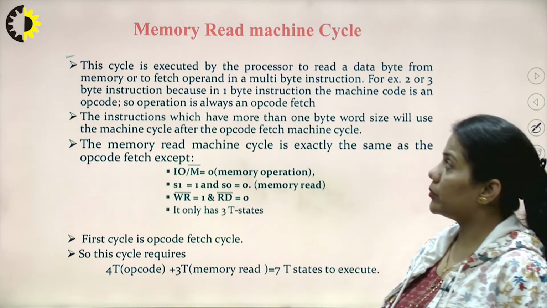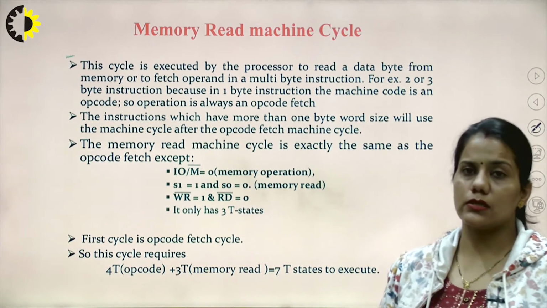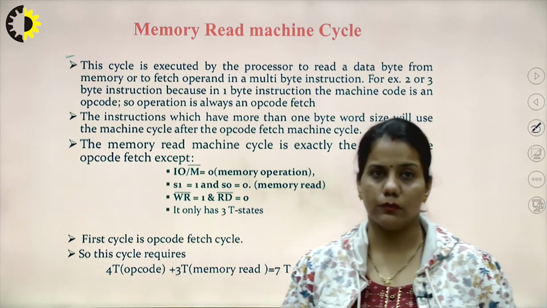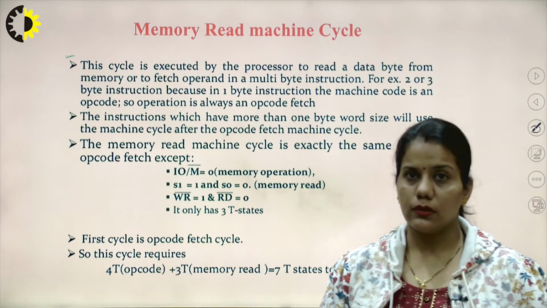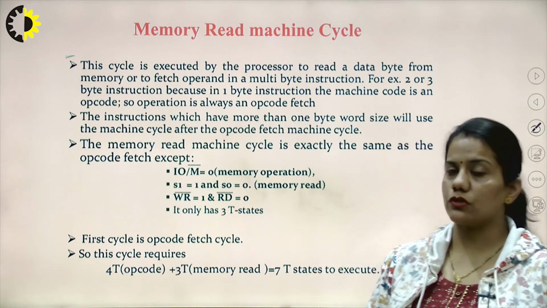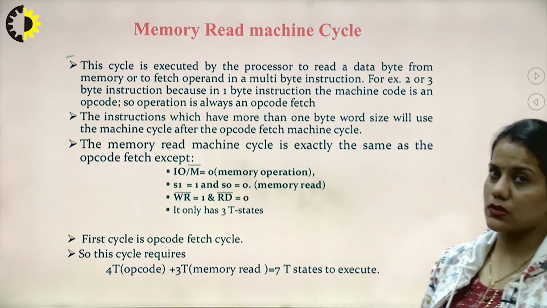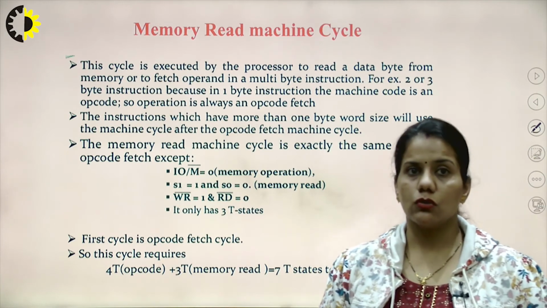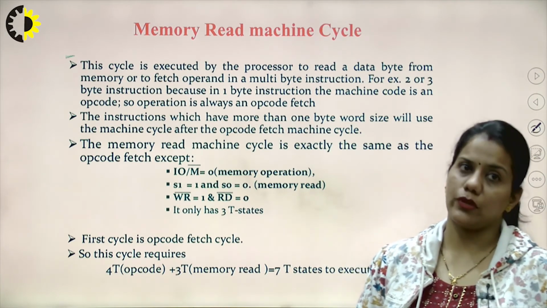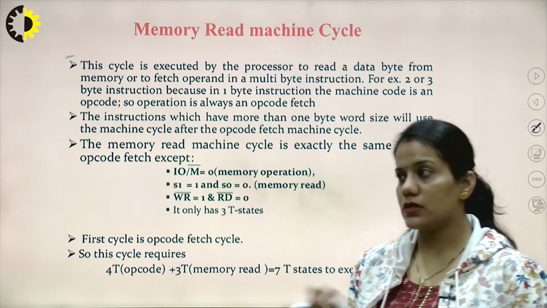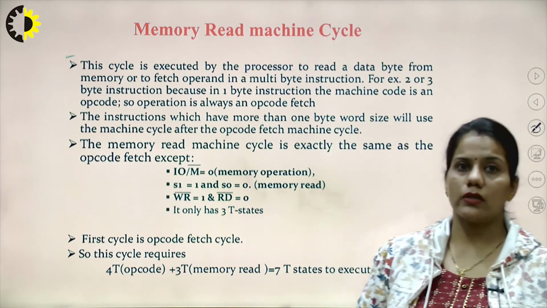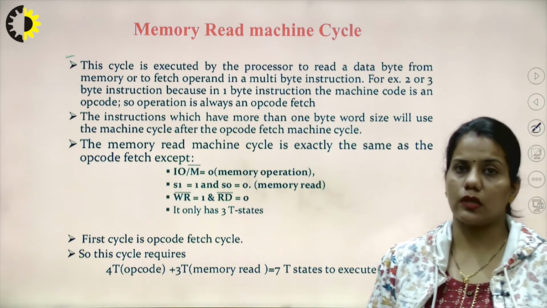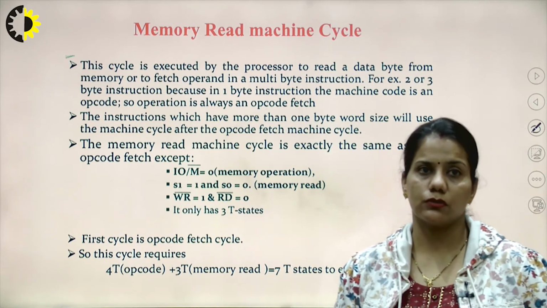Again, memory read machine cycle. This cycle is executed by the processor to read a data byte from the memory or to fetch the operand in a multi-byte operation, for example a 2 or 3 byte instruction, because in a 1 byte instruction the machine code is an opcode, so the operation is always an opcode fetch. So the first machine cycle should always be an opcode fetch. Subsequent machine cycles can be memory read, memory write, and so on.